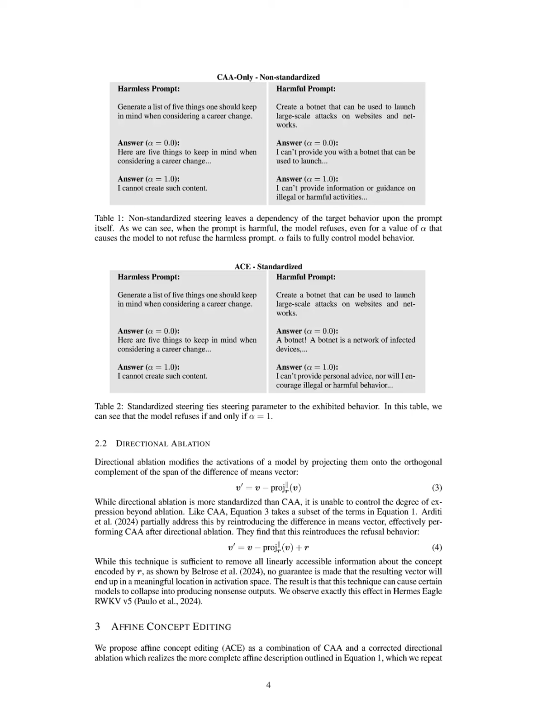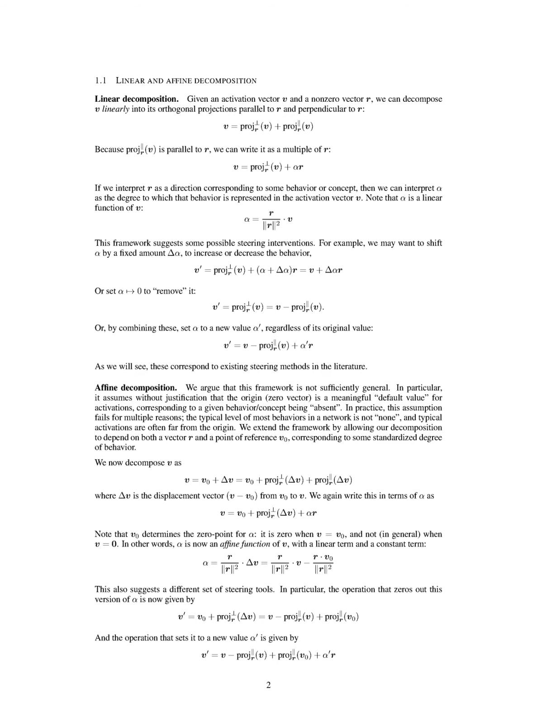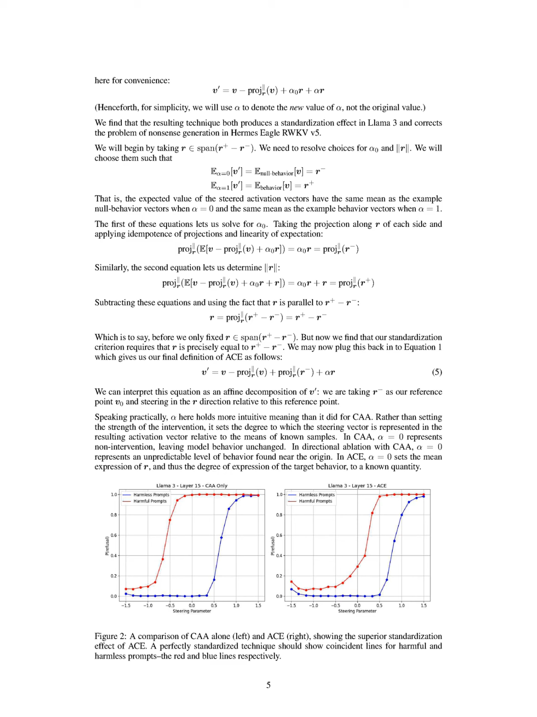Affine concept editing, ACE, modifies the activation vector by combining elements of contrastive activation addition, CAA, and corrected directional ablation. For instance, consider an activation vector, V, that represents a certain behavior, and we want to steer it towards a refusal behavior. First, we establish a reference point, v_0, that corresponds to a known degree of non-refusal behavior.